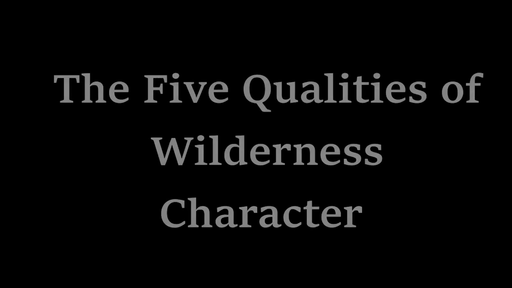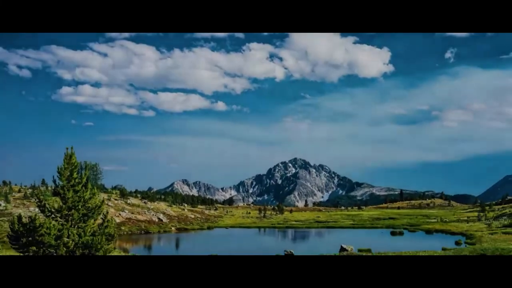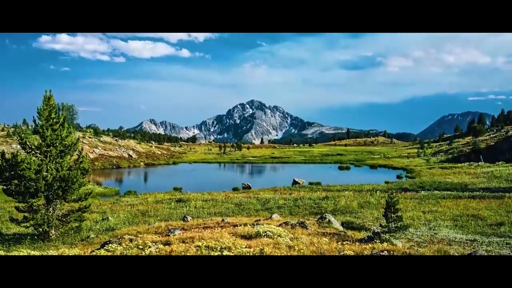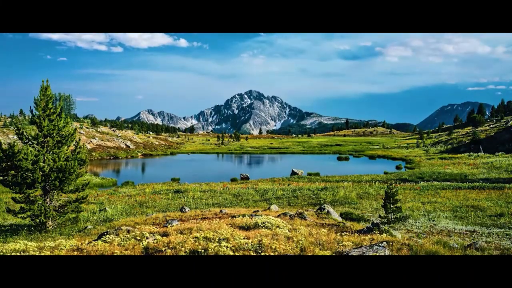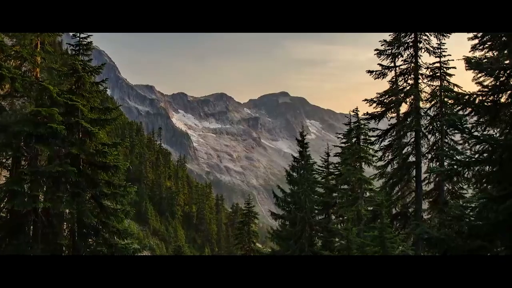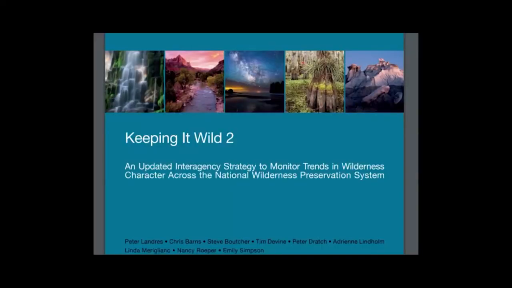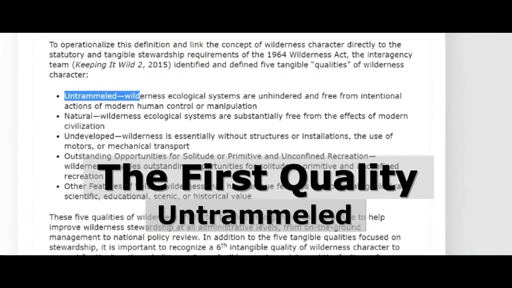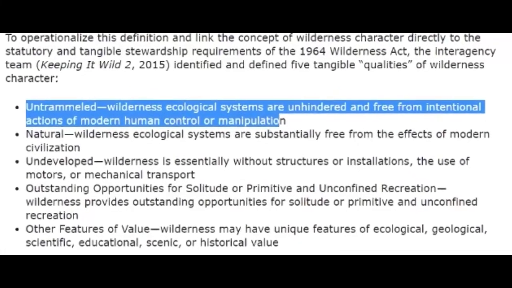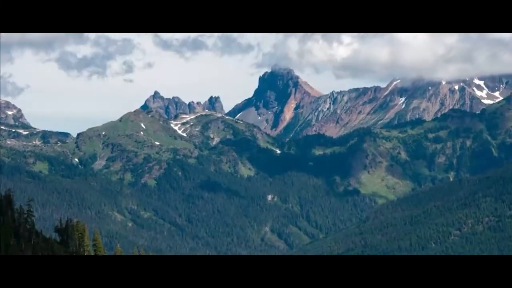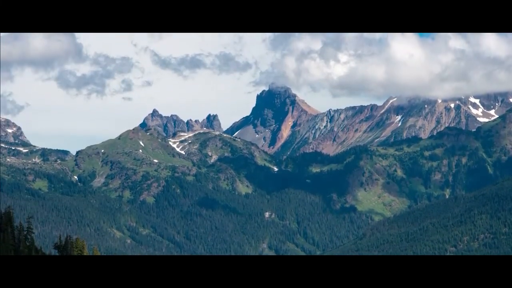The five qualities of wilderness character. Before we discuss wilderness character, it is important to understand today's wilderness exists on the homelands of indigenous peoples. They shaped these lands throughout the continent before European arrival. These five qualities of wilderness character are identified and defined in the 2015 Keeping It Wild 2 Guide for Land Managers. To begin, the first quality identified is untrammeled. This means wilderness ecological systems are unhindered and free from intentional actions of modern human control or manipulation. In short, wilderness should be free of or not hampered by human dominance.